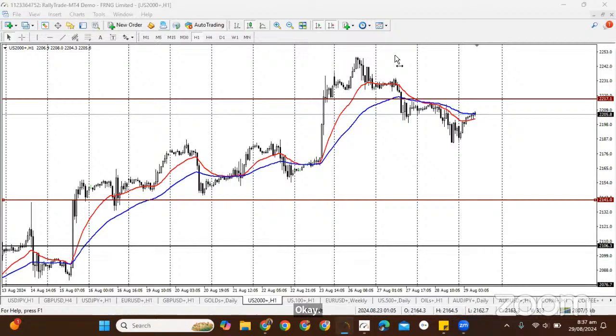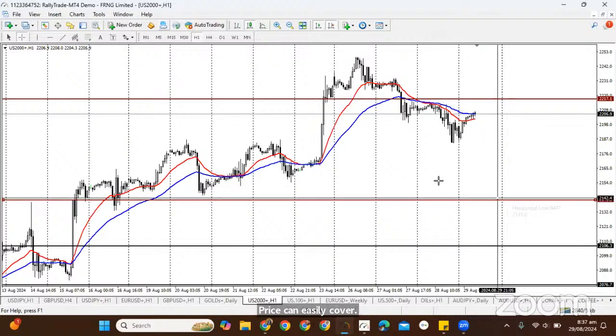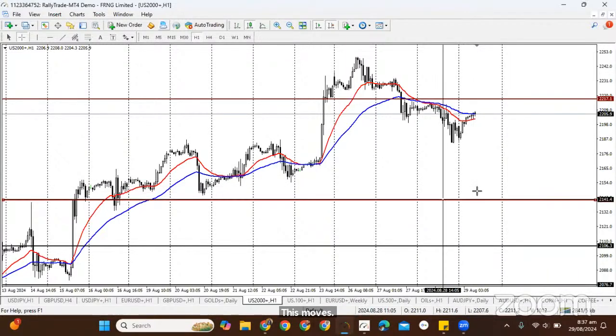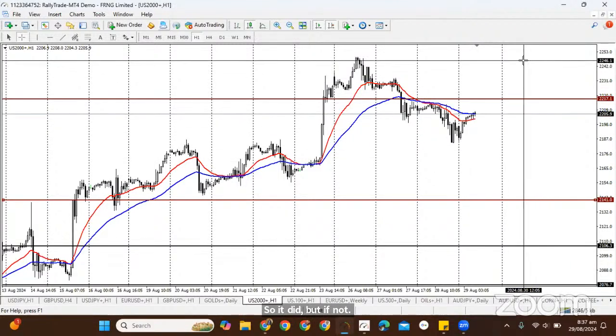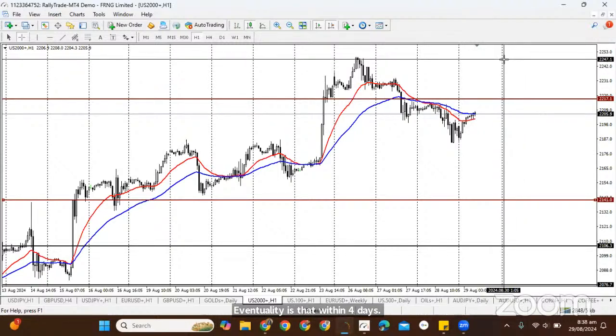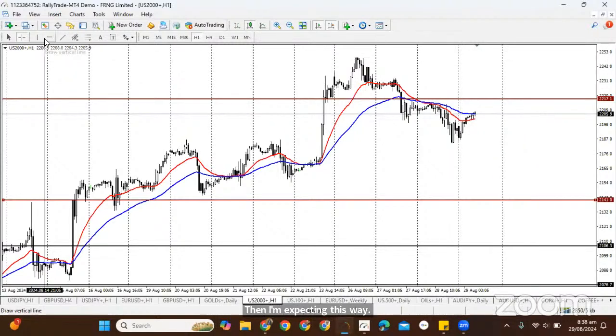Now, will I say this is swing trading? Yes, it's more of a swing trade, and it's more of a position trade, right? So depending on market conditions, it can be a day trade. Market conditions determine whether it's a swing or a day trade. So if market conditions happen in a scenario whereby price can easily cover this move or this move, then it's a day trade. But if not, the eventuality is that within 3-4 days, I'm expecting price to find its way back to this point. Okay, so that's it.